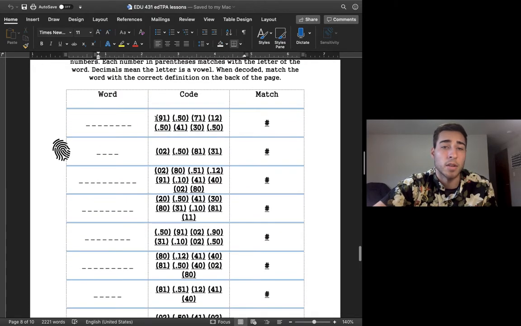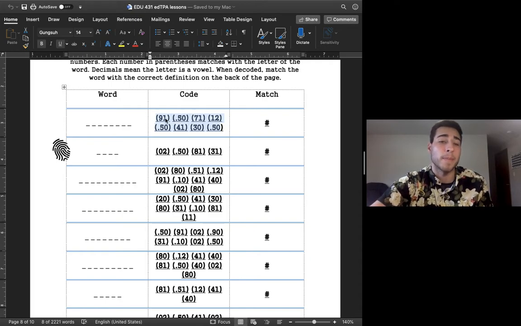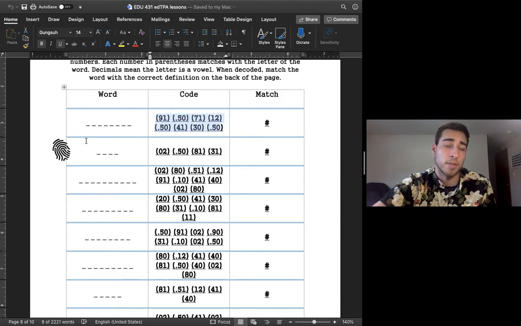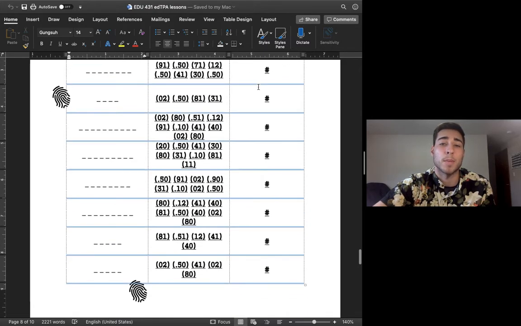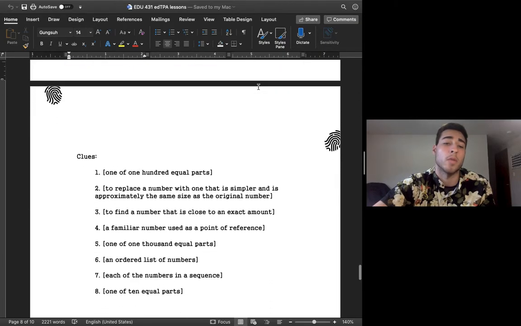And the decoder is also really simple because it's just where the letter falls in the alphabet, backwards or switched. So this is actually 19, and it should be S, the 19th letter, because I believe this word is sequence. So once the students have decoded these words, they will match up the clues with the words.